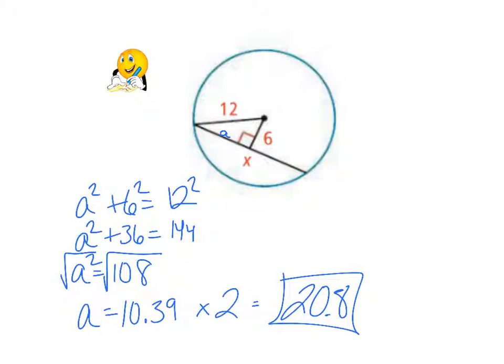All right, I got a 20.8. I just did a quick Pythagorean theorem on it and used this portion of the triangle, called it A, that's a leg. But they wanted x, which is the full length, so at the end I had to take it times 2 to get to my 20.8.